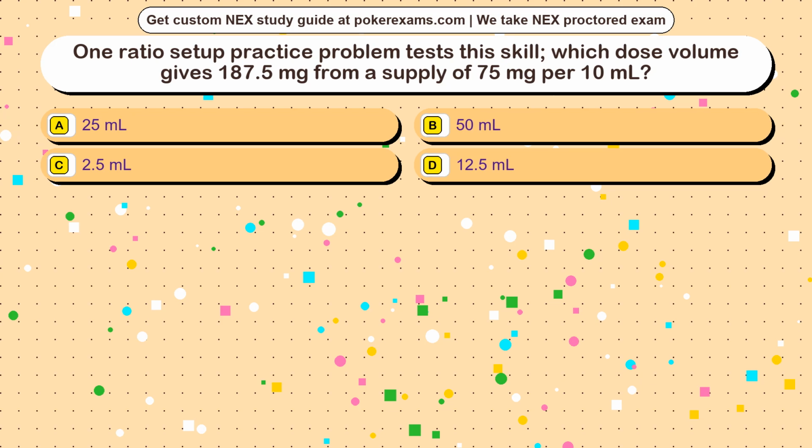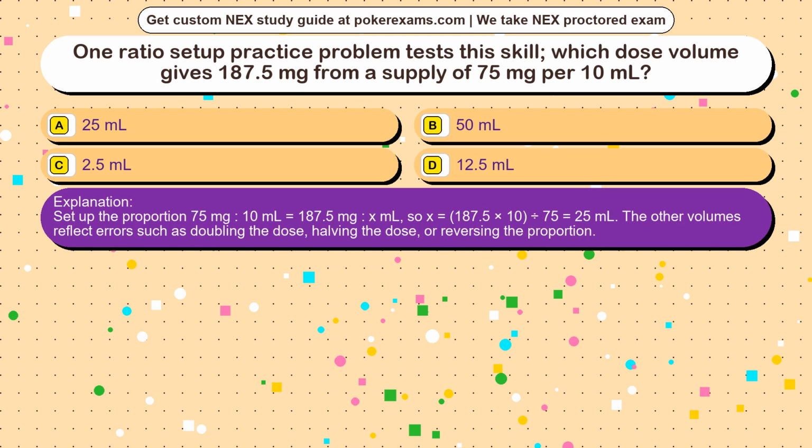The correct answer is option. Set up the proportion 75 mg over 10 ml equals 187.5 mg over x ml, so x equals 187.5 times 10, divided by 75, equals 25 ml. The other volumes reflect errors such as doubling the dose, halving the dose, or reversing the proportion.